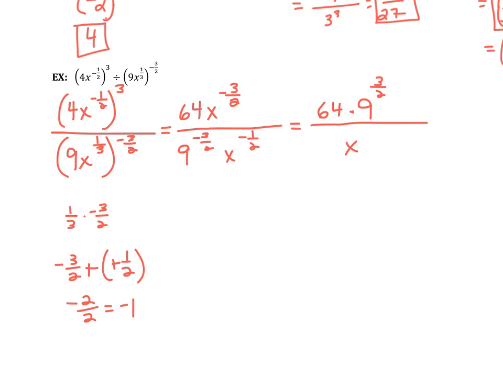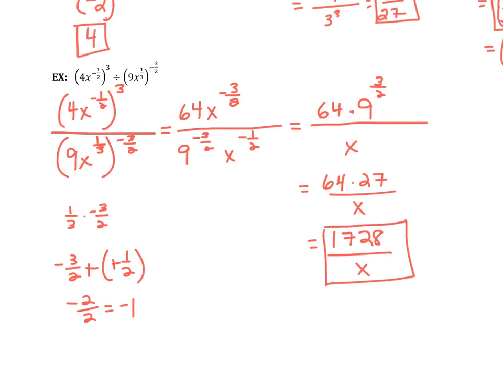All right, now to finish this one off, we've got to evaluate 9 to the 3/2. Well, as luck would have it, there's an example up above where we found that 9 to the 3/2 is equal to 27. All right, and 64 times 27, you could multiply that out by hand because you should be doing it without a calculator, is 1,728, all divided by x. So that's going to be my final answer.